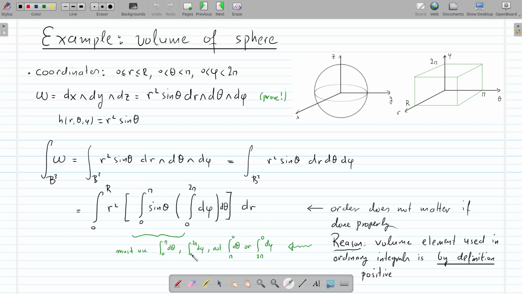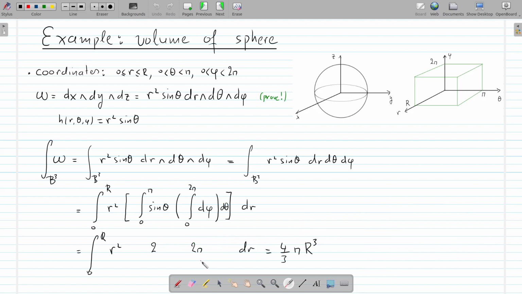We should integrate phi from 0 to 2 pi and not from 2 pi to 0, which would have changed the sign of the integral. And similarly for theta, we can integrate from 0 to pi, but not from pi to 0. Now the reason is because when we define integrals in Rn, by their definition, the volume element is positive. We define the integral as the function times a positive volume, delta v, and then we take delta v to 0. But delta v in this process is always positive. So such volumes should come out to be positive by definition.